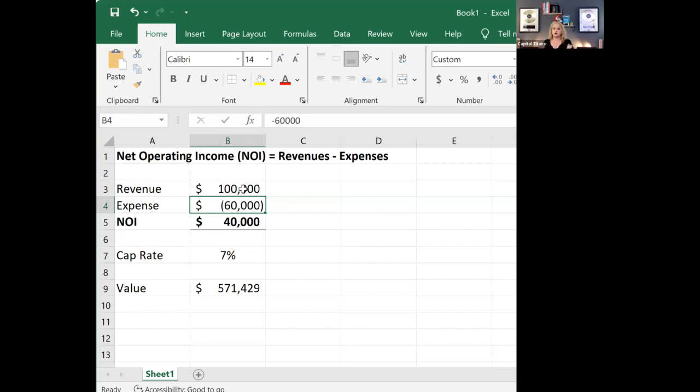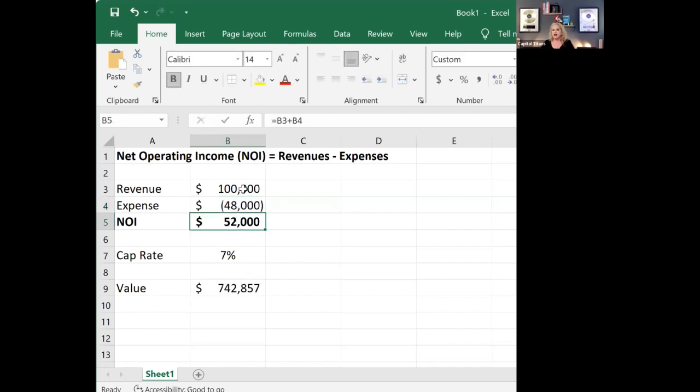But let's just say over the course of a year, we were able to decrease the utility expense by $12,000. Let's say it's $1,000 a month times 12 months, so it's $12,000. That means our expenses would go from $60,000 a year to $48,000. So let's put that in.